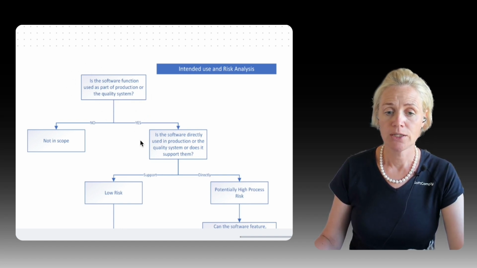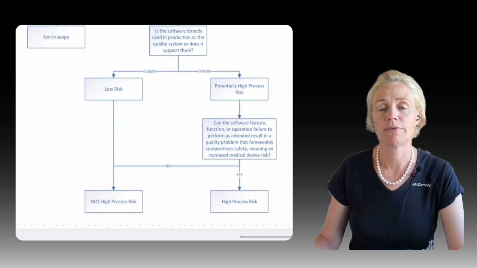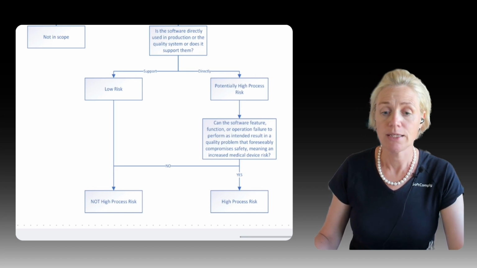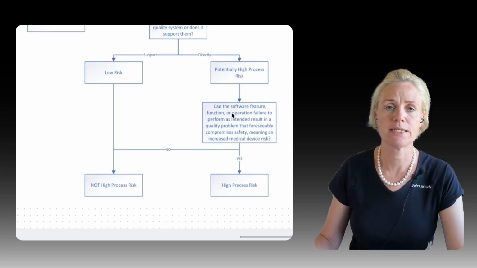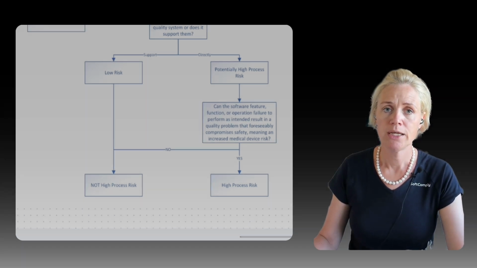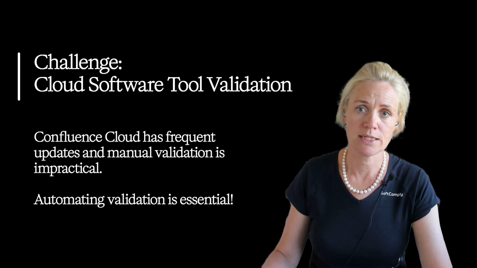If yes, you will need to assess if the software is directly used in production or quality system or merely supports them. Next, you will need to assess whether the failure of the software function that is used in production or quality system of the device could lead to a safety risk of the medical device itself. If yes, it is certainly a high process risk and you will need a particular level of scrutiny during validation and revalidation. If you don't validate your software tools, you could face serious non-conformities.